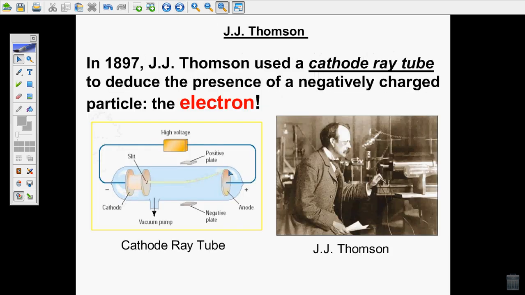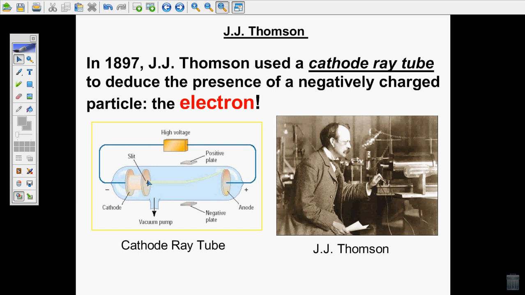Our second scientist is J.J. Thomson, and in 1897 J.J. Thomson used the cathode ray tube to determine that there were electrons present, or negatively charged particles. And the way that he did that is he used the cathode ray tube, and he had a power source that he ran through this contraption, and he had a negative end and a positive end.